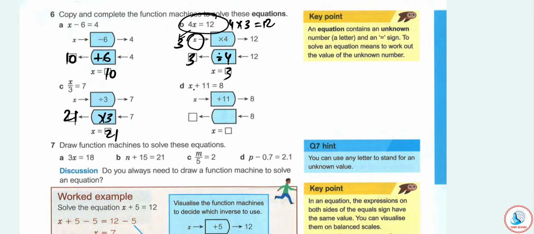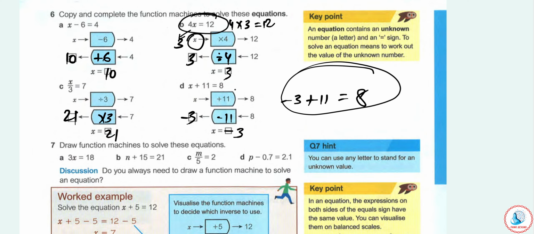And for question number D, x plus 11 is equals to 8. So plus is there, we have to do minus 11. So 8 minus 11 is how much? It's minus 3, right? So our answer is minus 3. Now check. Minus 3 plus 11 is actually gonna get 8 here.